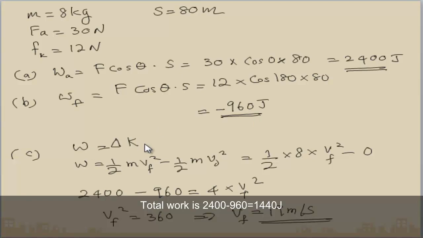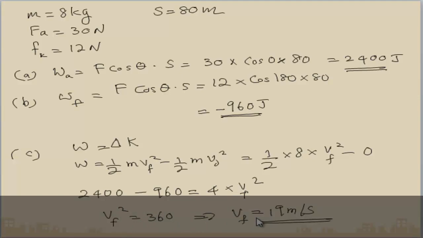Then to find the final speed of the block, we can use the work energy theorem. Work is equal to 1/2 m times v final squared minus 1/2 m times v initial squared. So that equals 1/2 times 8 times v final squared. The second term is 0 because v initial is 0. In this case, the work is the total work, which is 2400 minus 960. That's equal to 4 times v final squared. So v final squared equals 360.